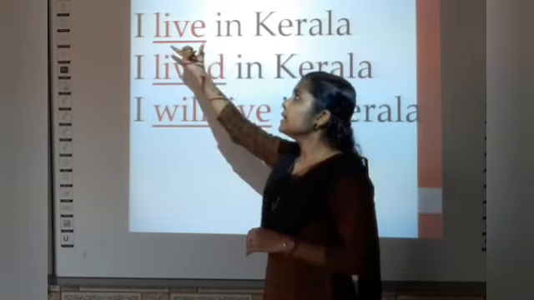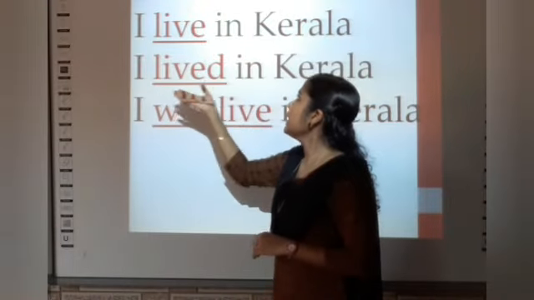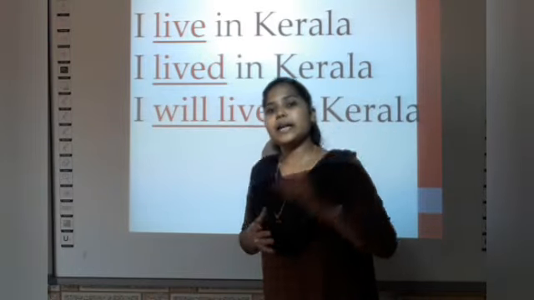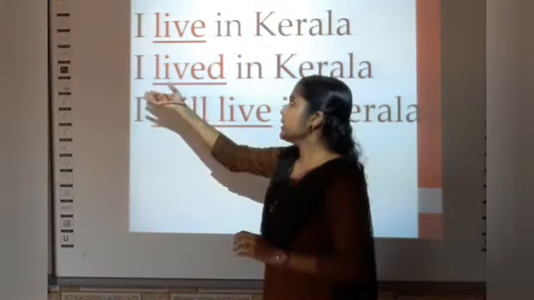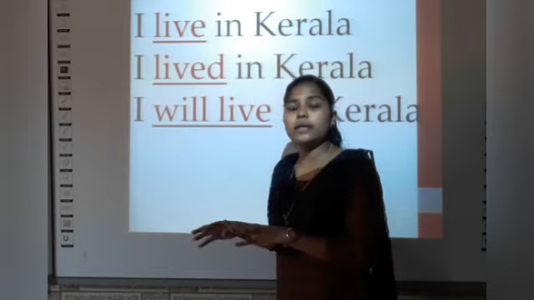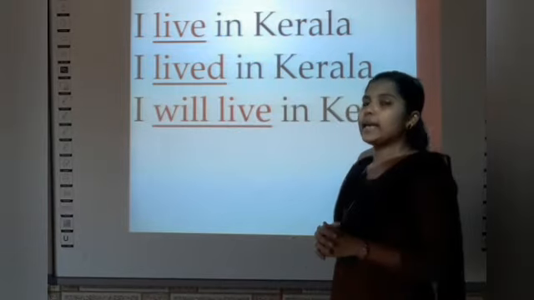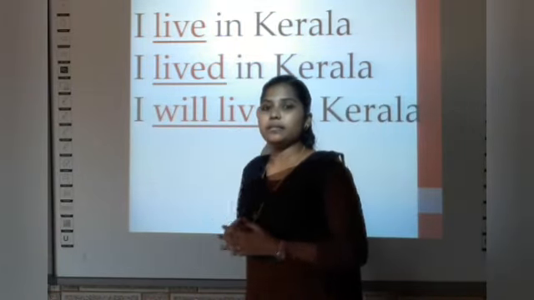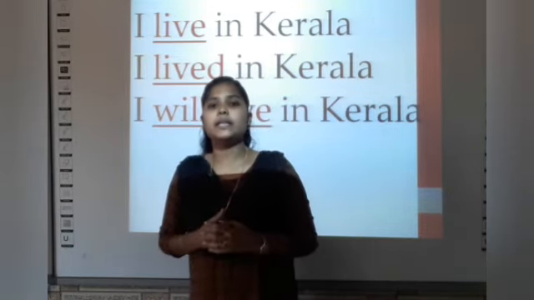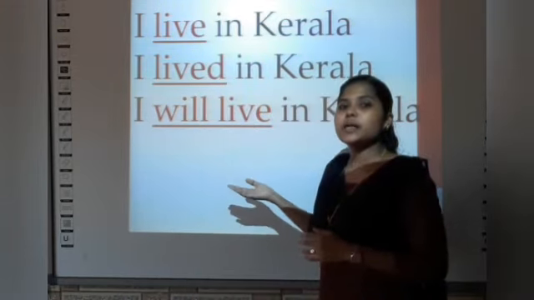The verb live is indicating the present form, V1 form. Okay. I lived in Kerala. Not now. Once upon a time, I lived in Kerala. So, subject plus verb in the second form. I lived, not now. It is indicating the past completed action. I will live in Kerala. This indicates I will live, maybe next month or next year or after 5 years or 10 years or 20 years. I will live in Kerala. Here it is indicating the future form.